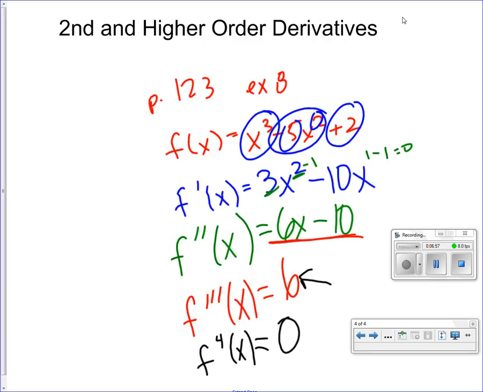That is the end of these notes. So go ahead and draw your line and come into class ready to talk about product and quotient rule.